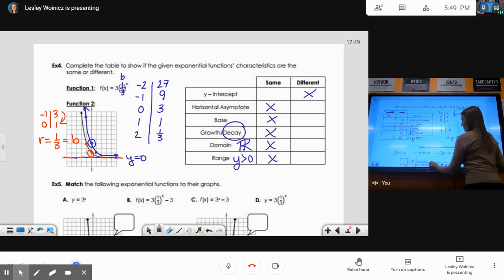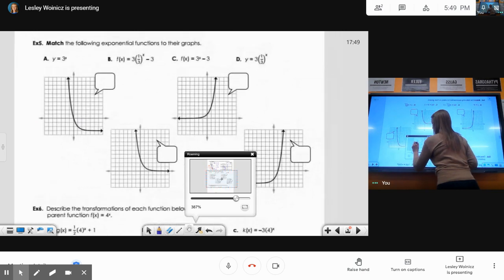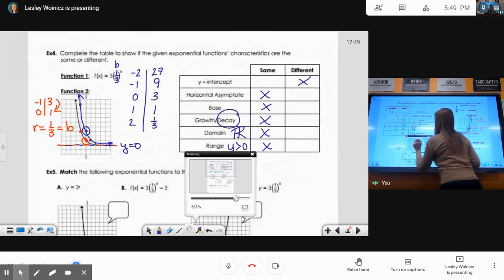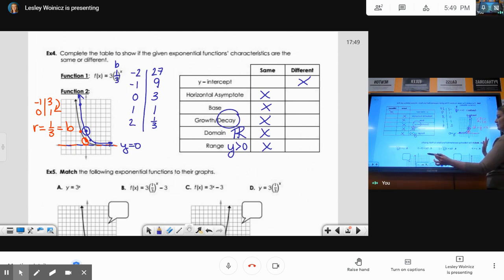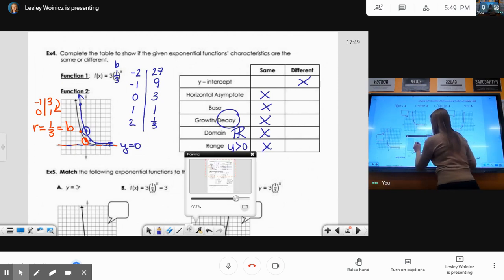Okay, let's look at number five. Here, did I leave enough time on that? You can pause it if you want and look at that and think about it. Okay, now we're going to number five.